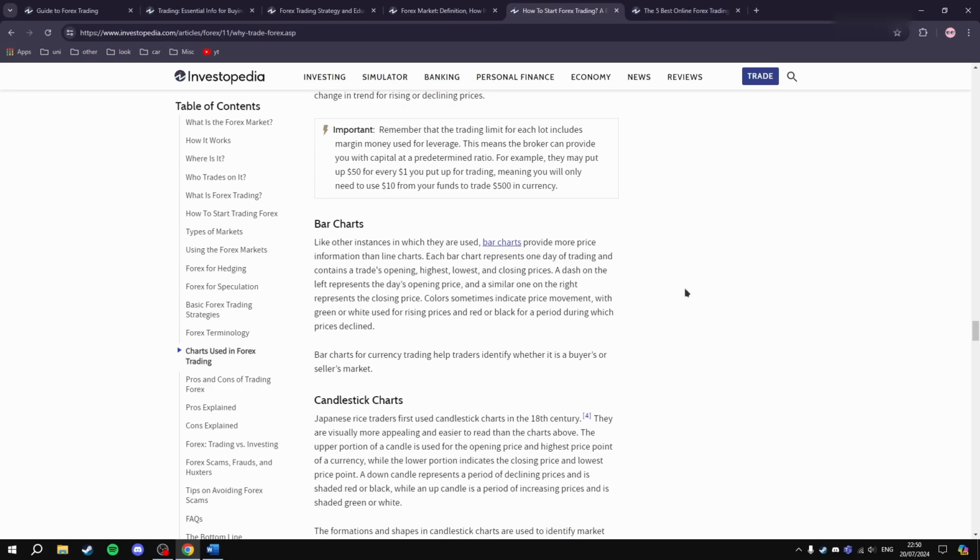Important: remember that the trading limit for each lot includes margin money used for leverage. This means the broker can provide you with capital at a predetermined ratio. For example, they may put up $50 for every $1 you put up for trading, meaning you only need to use $10 of your funds to trade $500 in currency.